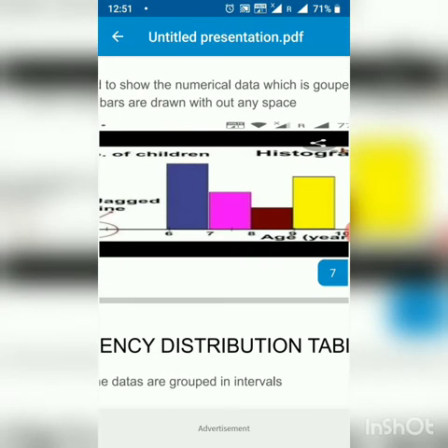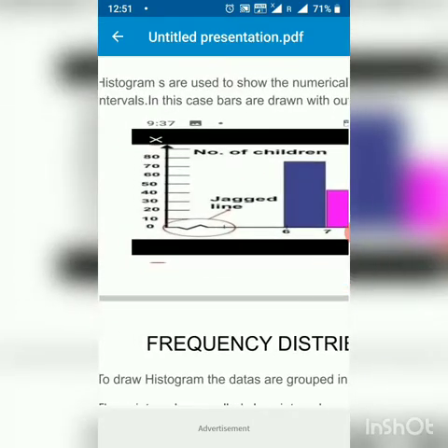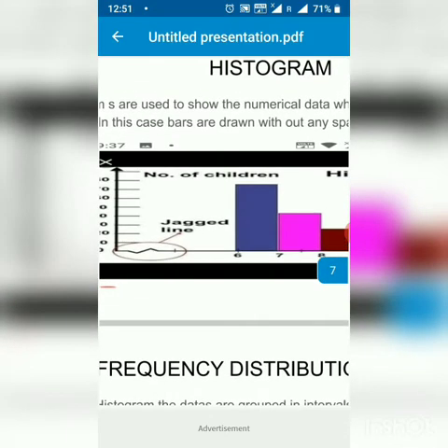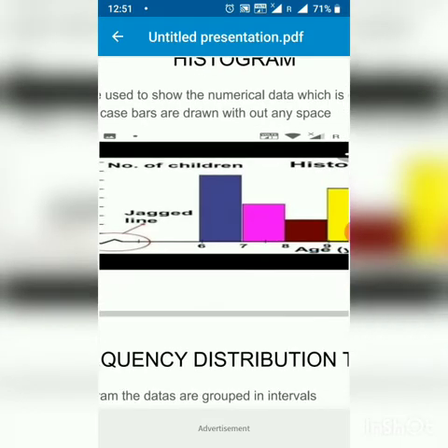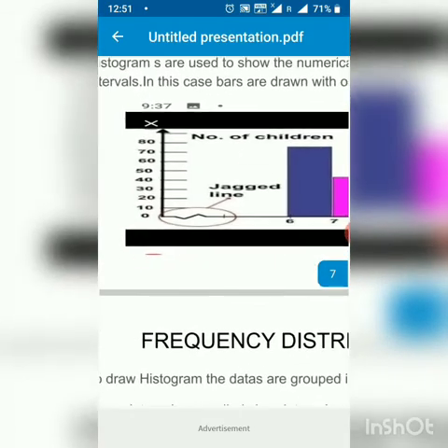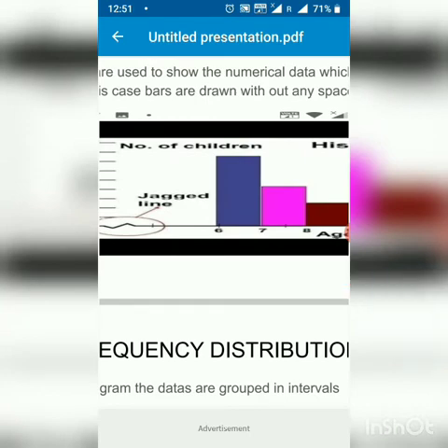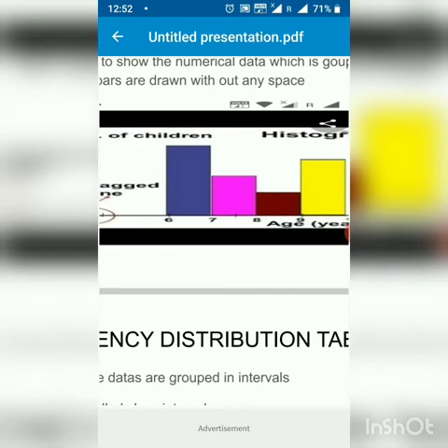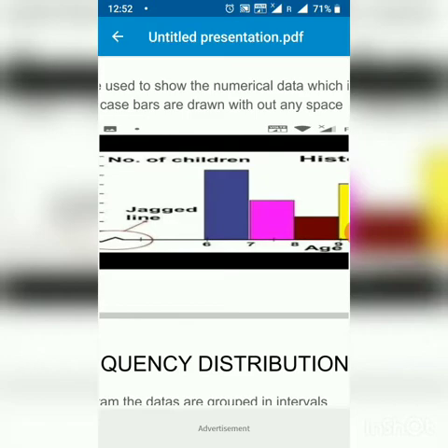Okay, age and number of children. The age groups are 6 to 7 in your locality. Collect the information about the number of children between different year groups. So we will group the years here: 6 to 7 year, how many children? Then 7 to 8 year, then 8 to 9 year, then 9 to 10 year. That distribution is known as the frequency distribution.